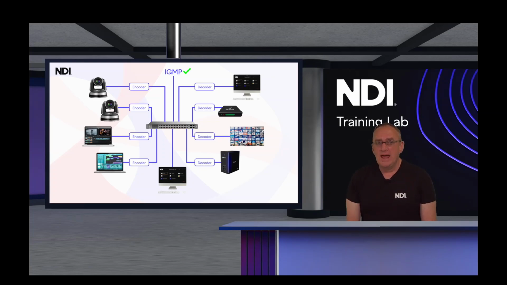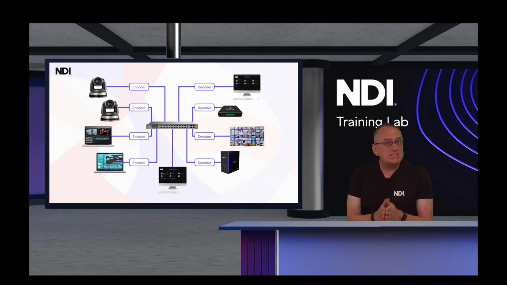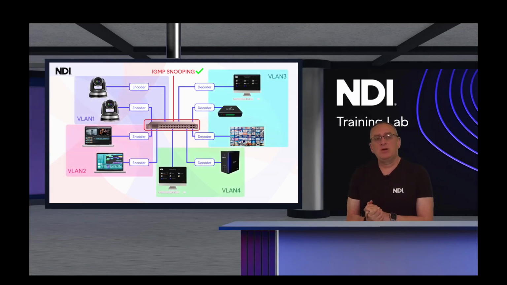For example, when an NDI receiver, like a video switcher or monitor, subscribes to a multicast stream, it sends an IGMP join request. The switch then forwards that stream only to the ports that need it, keeping the network clean and efficient. However, this system only works correctly if IGMP snooping is enabled on the switches and an IGMP querier is present in each VLAN where multicast is being used.